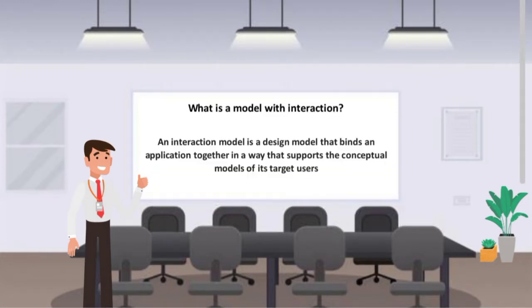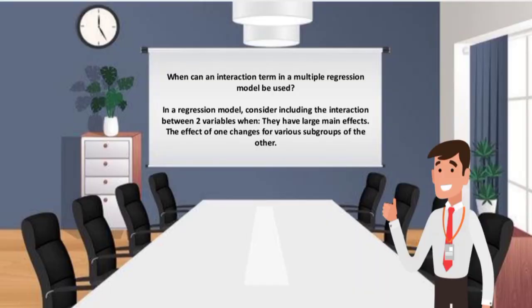What is a model with interactions? An interaction model is a design model that binds an application together in a way that supports the conceptual models of its target users. When can an interaction term in a multiple regression model be used? In a regression model, consider including the interaction between two variables when they have large main effects. The effect of one changes for various subgroups of the other.